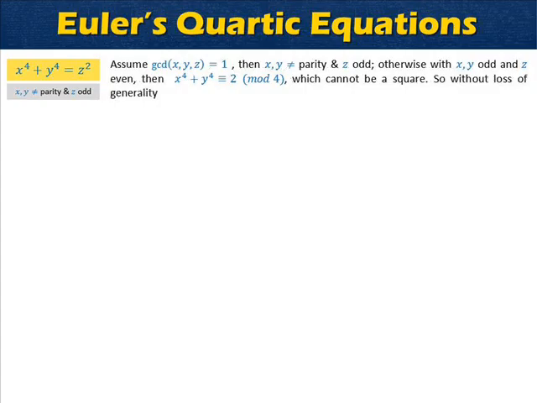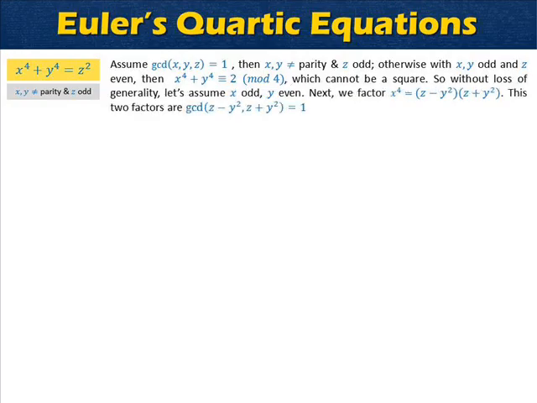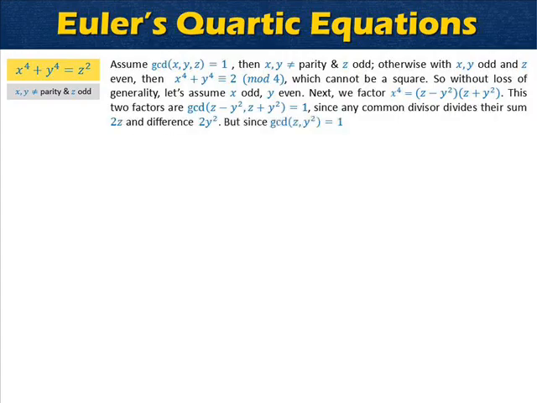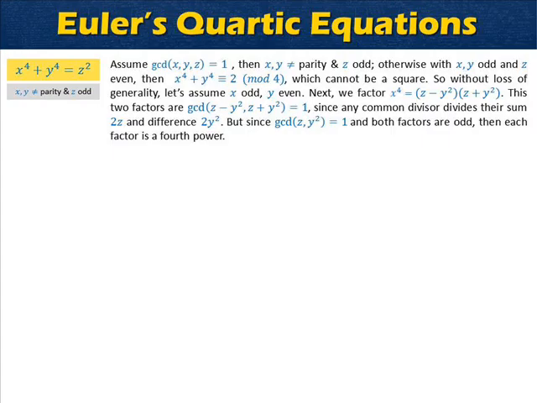So without loss of generality, let's assume x is odd and y even. Next, we factor x raised to the fourth. These two factors are coprime, since any common divisor divides the sum, 2z, and the difference, 2y squared. But since z and y squared are coprime and both factors are odd, each factor is a fourth power. So write one factor as a raised to the fourth and the other factor as b raised to the fourth.